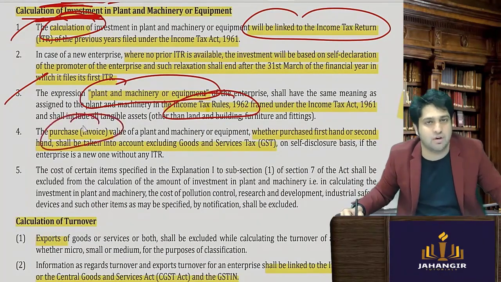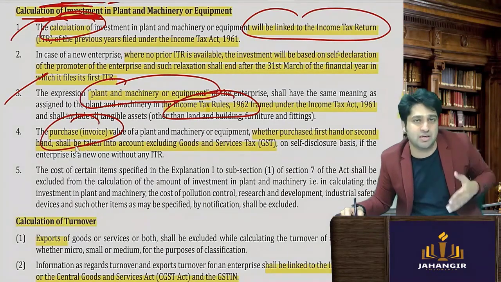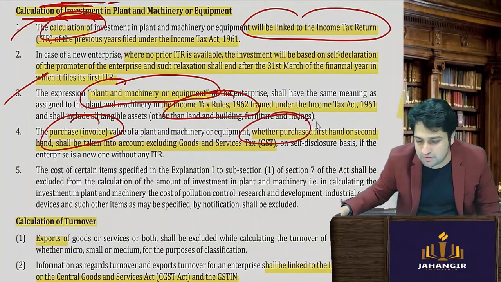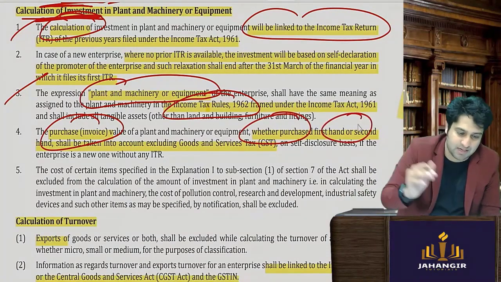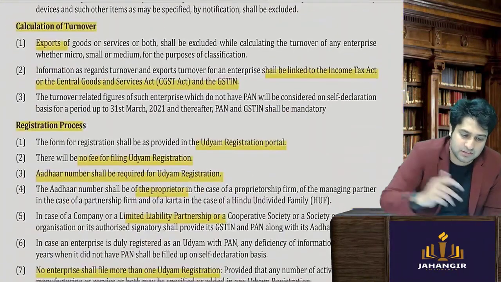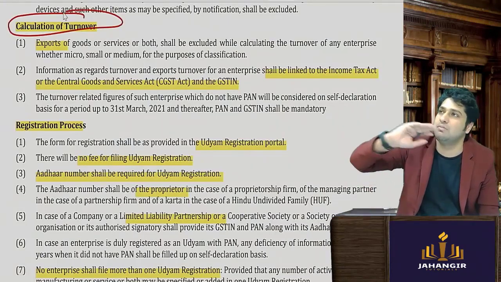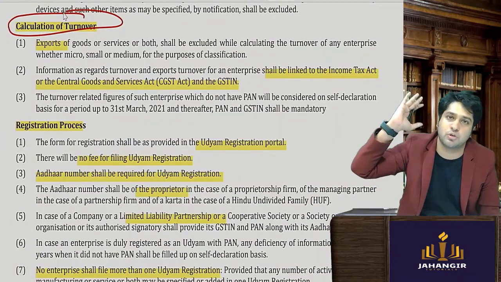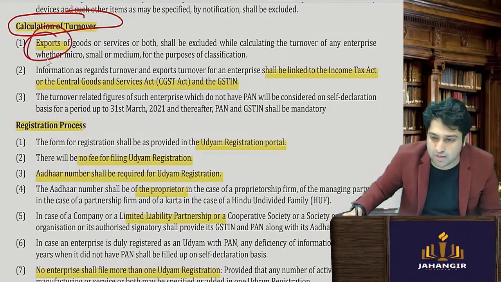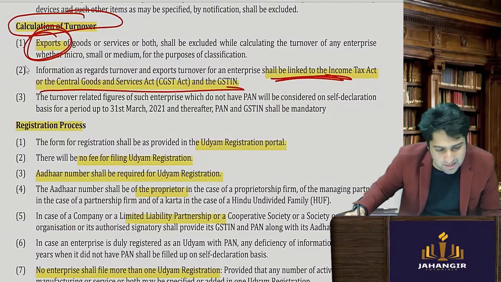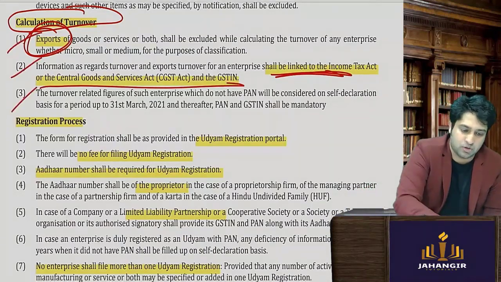Okay. Purchase invoice. I must have purchased plant and machinery. This could be first hand or second hand, it will work. It doesn't matter, it will be counted. Next is turnover also. Turnover is to be taken. Turnover means sale. Whether it be a domestic sale or export sale, all will be counted. Export sale will be counted and again this will also be linked to the income tax return whatever you give.